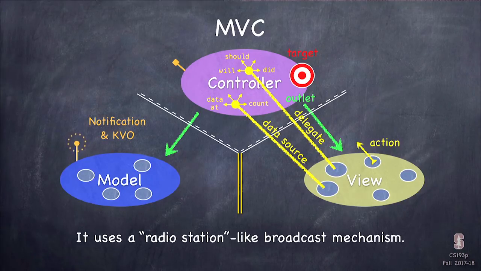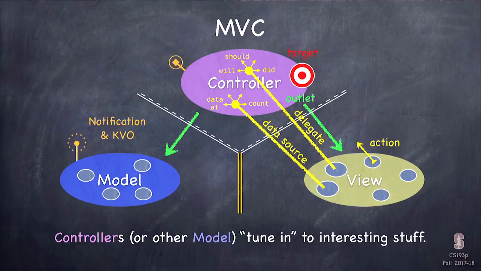The model essentially starts broadcasting on a certain known radio station, and the controller up there is just going to tune in, and when it hears that something's changed on the model's radio station, it's going to use its big green arrow to go talk to the model and get the data that changed. So this is a radio station model. In iOS, it's called notifications or KVO, key value observing, and we'll talk about those in a few weeks as well. So there is a way for the model to broadcast that things are changing.